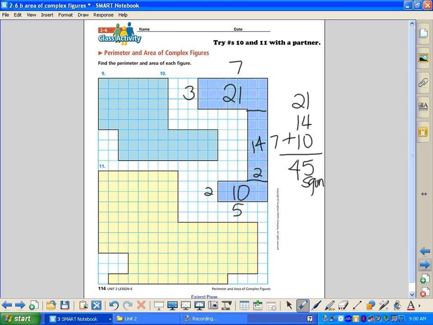Okay? Do you have any questions on how to figure that out? Alright, work. I want you to be challenged. I want you to figure out how to do number 11. I want to see your boxes drawn.